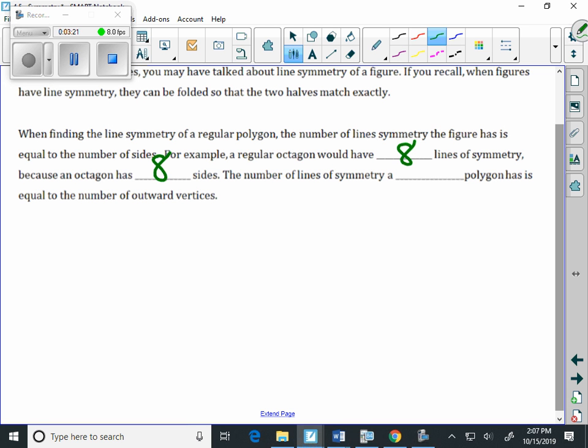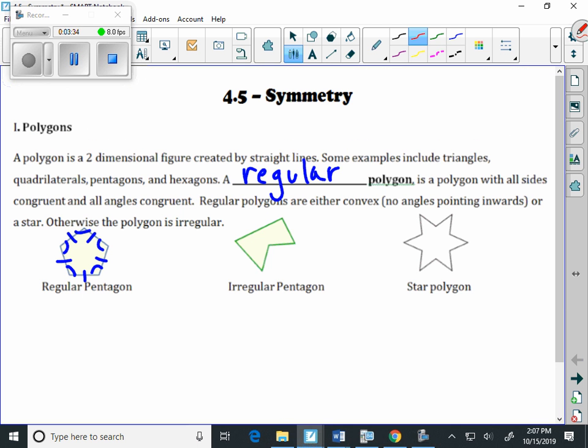The number of lines of symmetry of a star polygon is equal to the number of its outward vertices. If you look back up at our star polygon here, 1, 2, 3, 4, 5, 6. Those are our outward vertices. So if we were to draw the line symmetry in that picture, we would have 6 lines of symmetry.